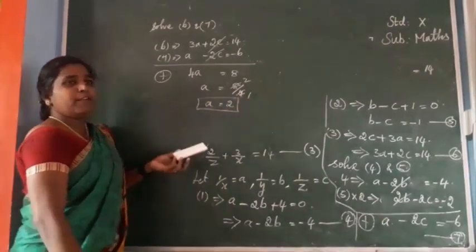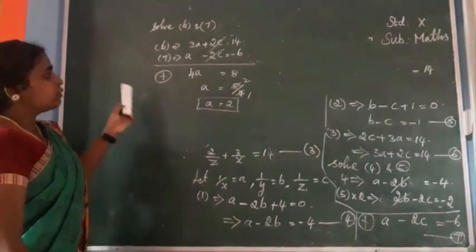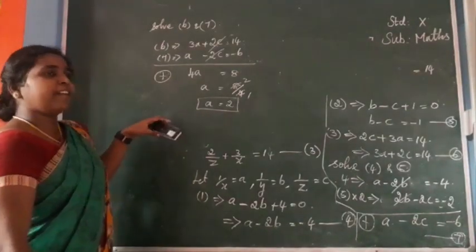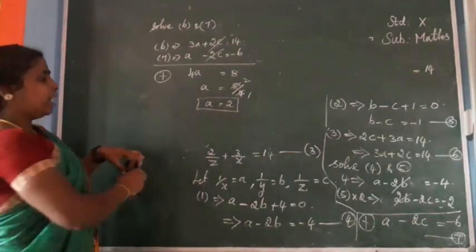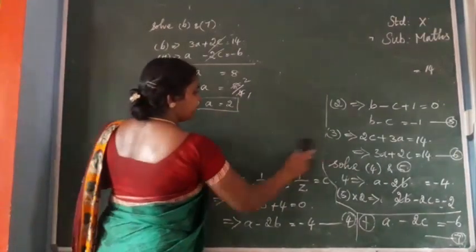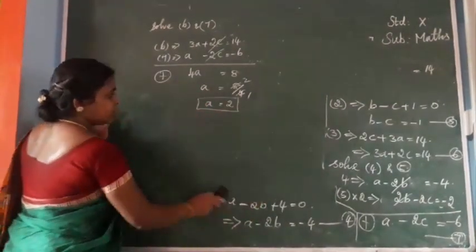Actually we need the values of x, y, z only. So first, solving these equations we will get A, B, C only. After finishing that we can find the values of x, y, z. Okay, next.